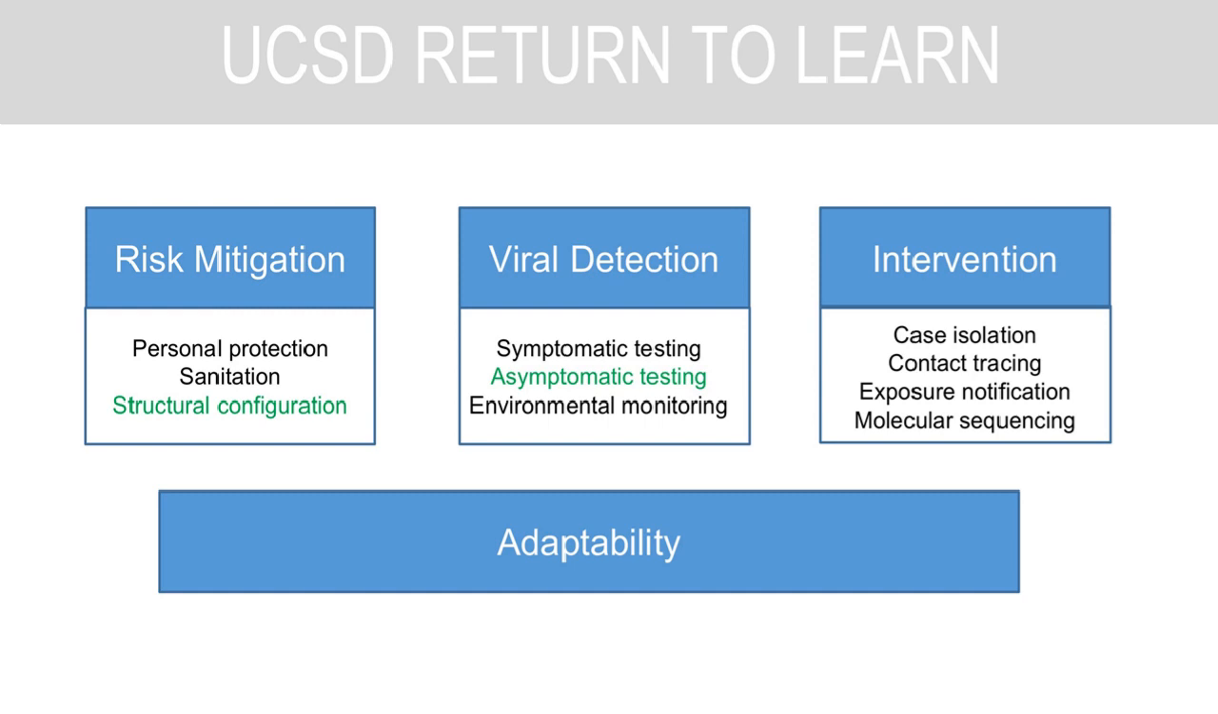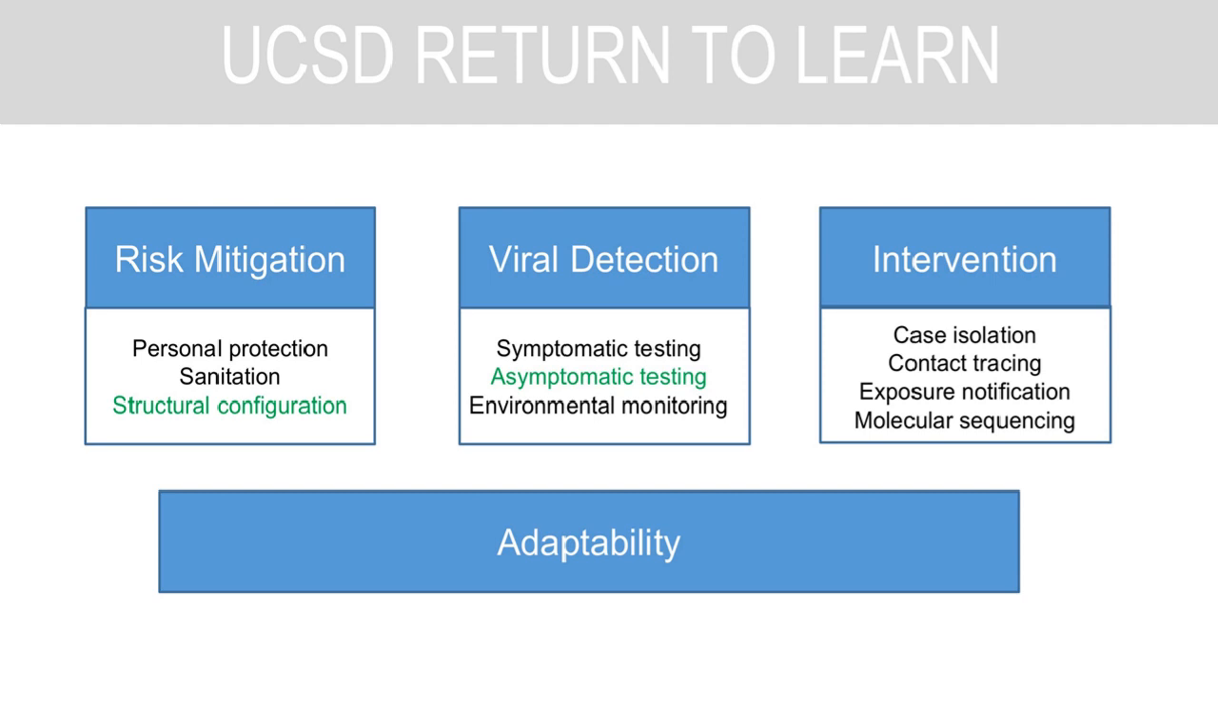So at UCSD, our return to learn approach is really centered on 3 foundational pillars. The first is risk mitigation, understanding that we want to reduce risk on campus through, for example, personal protection and masking, sanitation efforts, as well as structural configuration efforts in terms of reducing the density of housing or minimizing the class sizes in order to reduce the risk of transmission.